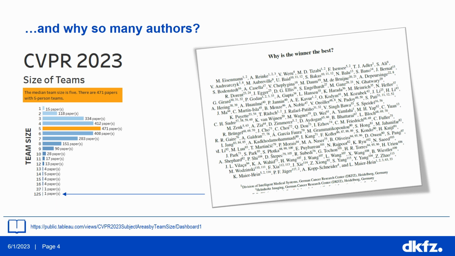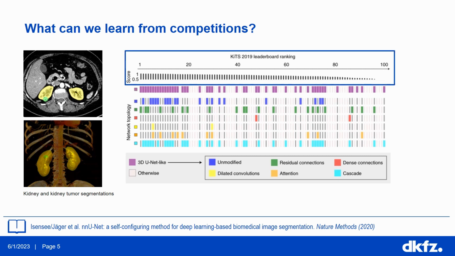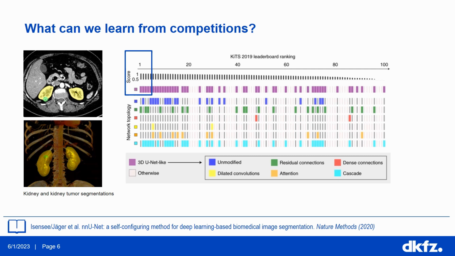Let's take a look at one of our first observations that triggered our study. You can see a leaderboard based on the kidney and kidney tumor segmentation 2019 challenge dataset, with the best performing method ranked first on the left and the worst performing method ranked 100 on the right. Below, the used architecture is encoded in purple. You can also see that both the winning and the last ranked method were using a 3D U-Net-like architecture. Clearly, what distinguishes them is not the architecture, so what is it then?